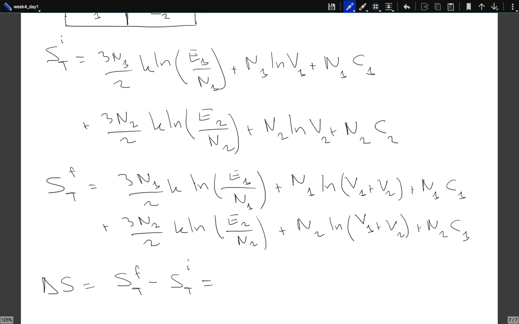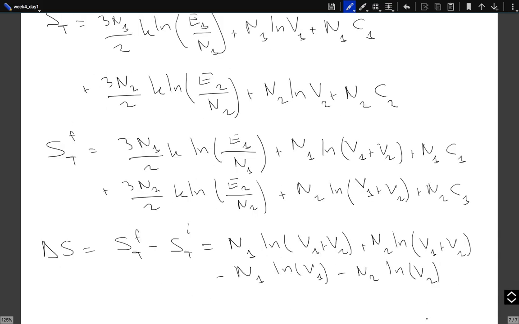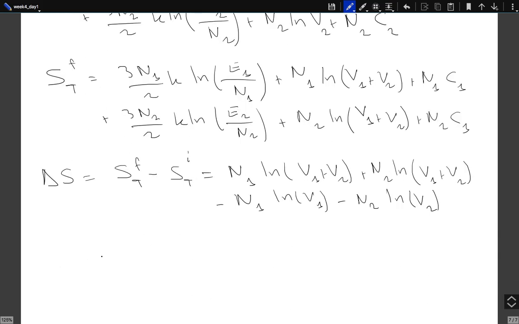Well, the 3 over 2k logarithm terms, etc., cancel in the ratio. What will remain is n1 times logarithm of V1 plus V2, plus n2 times logarithm of V1 plus V2, minus n1 times logarithm of V1, minus n2 times logarithm of V2. This is what is called the entropy of mixing.